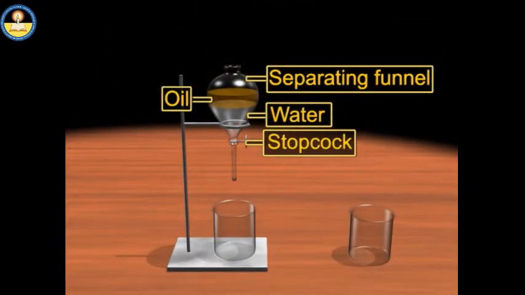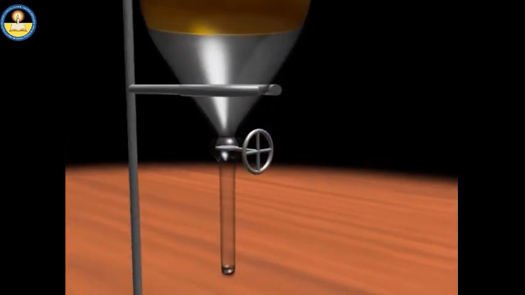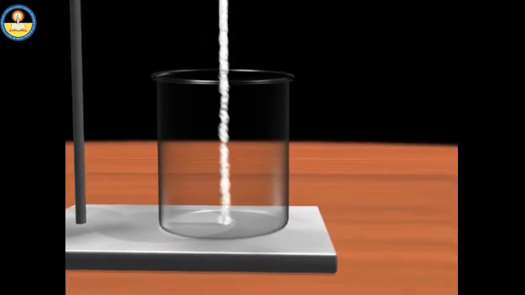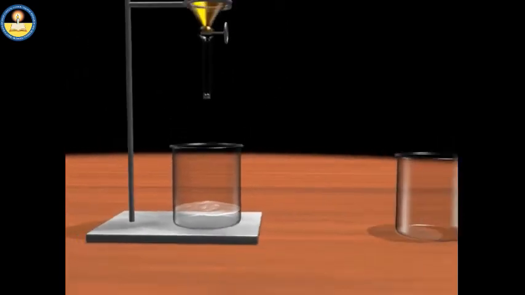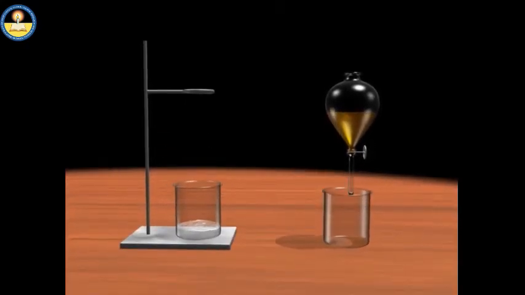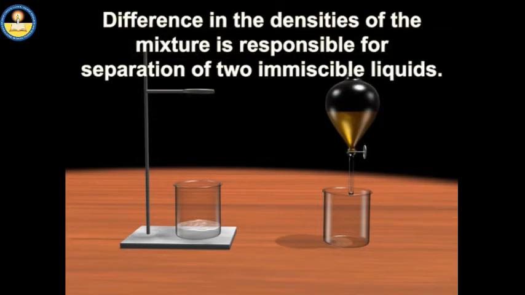We find that oil, which is lighter than water, forms the upper layer, and water, being heavier, forms the lower layer. By opening the stopcock of the separating funnel, the lower water layer can be drained off. Oil layer remains in the separating funnel. Do you know the principle behind this? The separating funnel uses the differences in the densities of 2 immiscible liquids to achieve the separation.